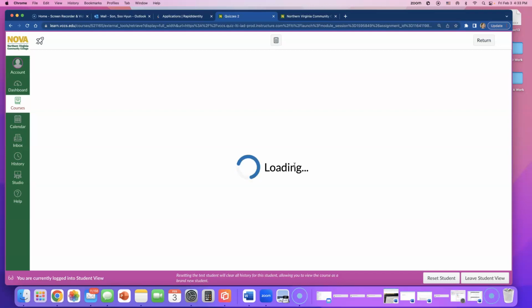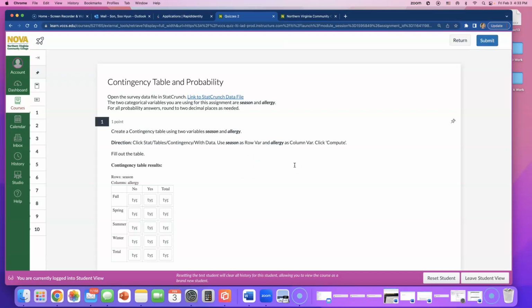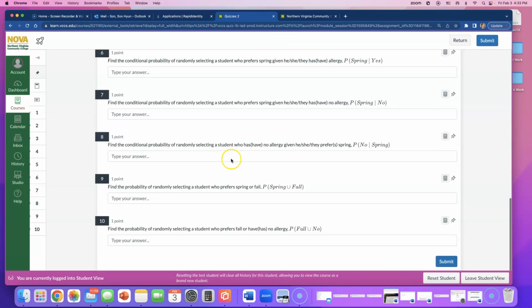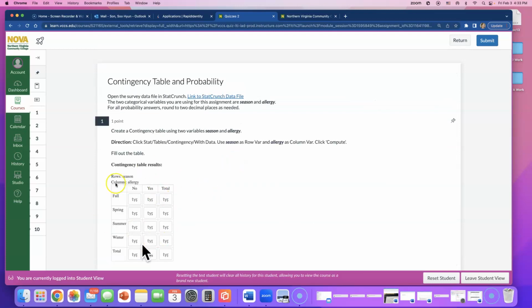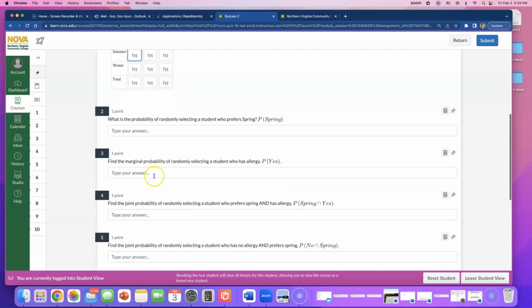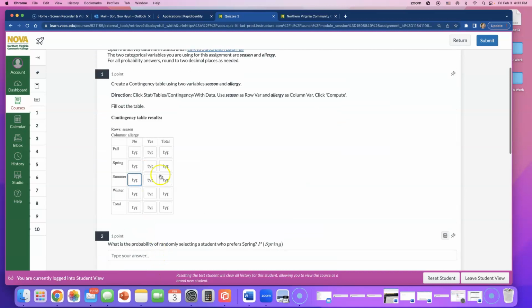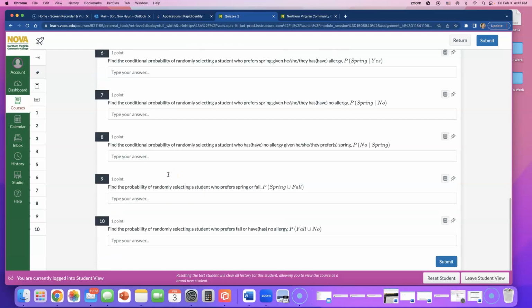I don't want to do the exact same problem because I want you guys to try it yourself. So I'm going to do the same thing, but just using different variables, okay? So for this little Canvas quiz, you will make a table for number 1. You'll type in the numbers in here. Once you get the table, using those numbers, you will answer all these questions, 2 through 10.